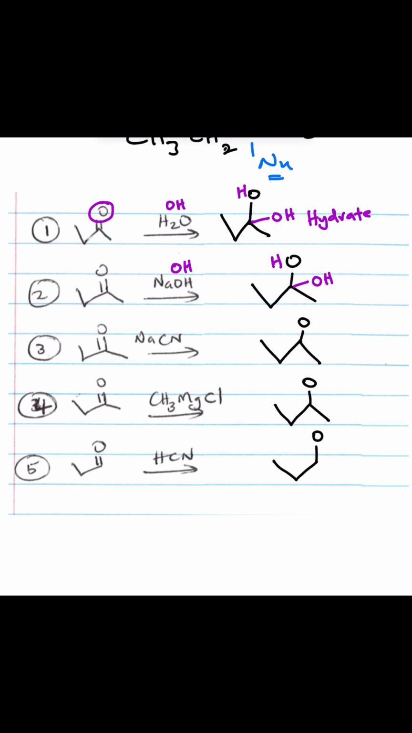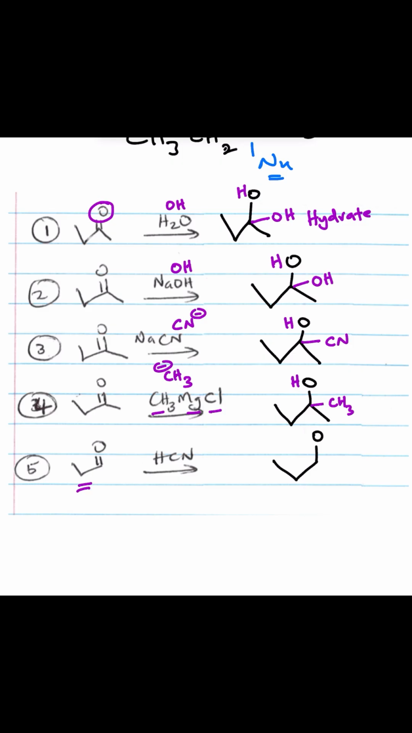When you use sodium cyanide or potassium cyanide or lithium cyanide, you end up with a cyanide negatively charged nucleophile. So you end up adding the nucleophile there, and that becomes an alcohol, and that's called a cyanohydrin. When you use a Grignard reagent, in this case methyl magnesium chloride, you end up adding the alkyl minus as the nucleophile. So you end up with the CH3 group added there, and that turns into an alcohol.